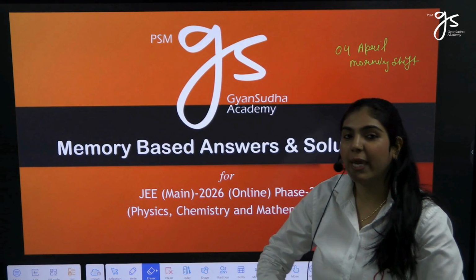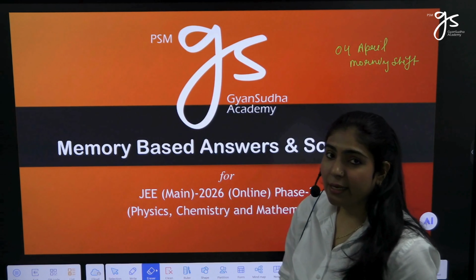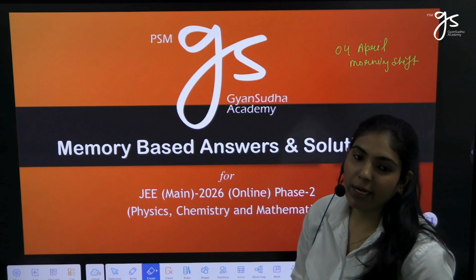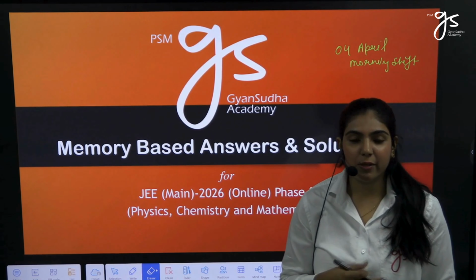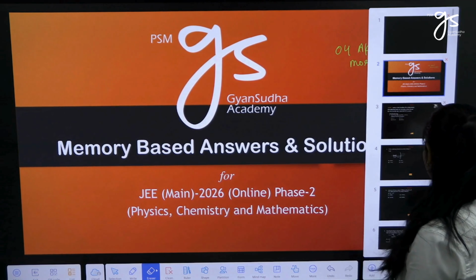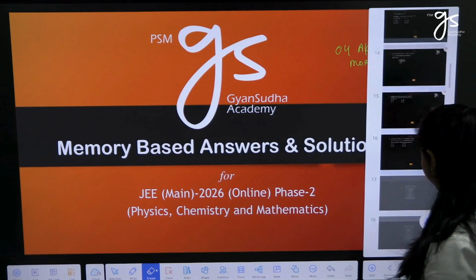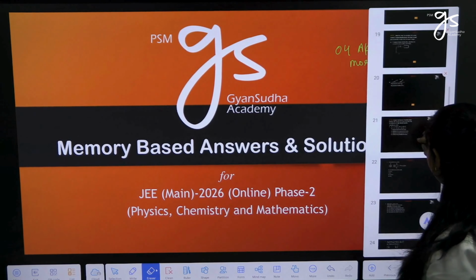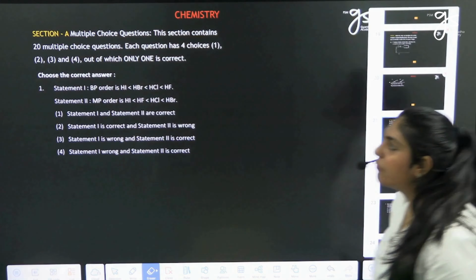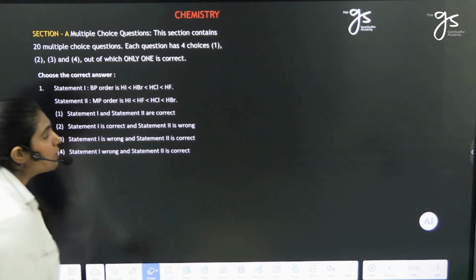Today we are going to discuss the questions which came in JEE Mains conducted on the 4th of April. So let's jump to the questions, and I hope you all have done your exam very well. So let's jump to the chemistry questions. This is the first question of chemistry, question number 20. What does this question say?